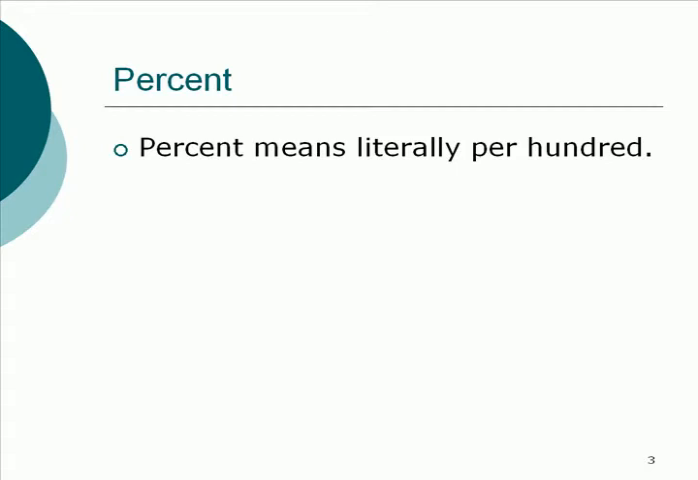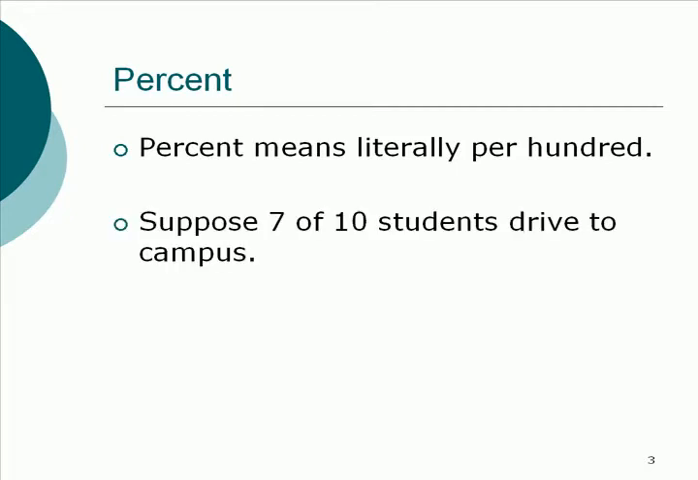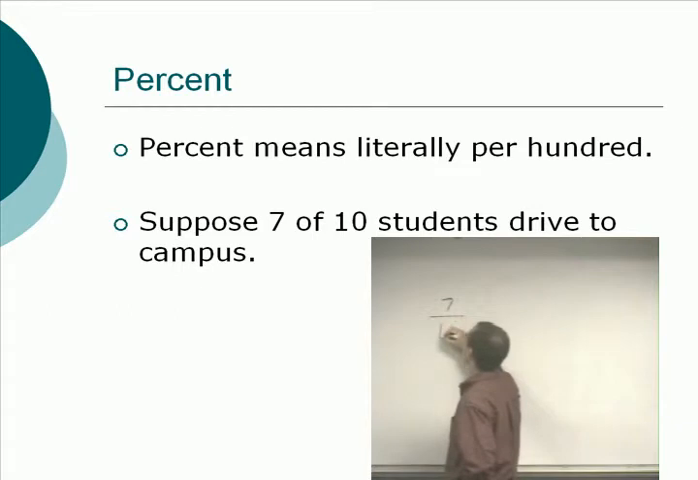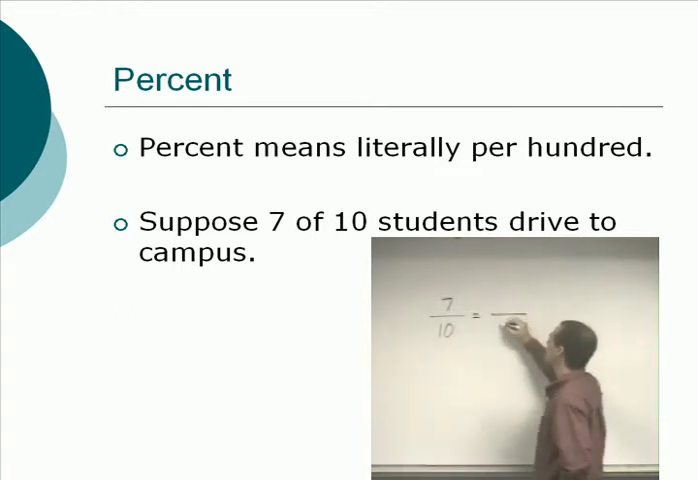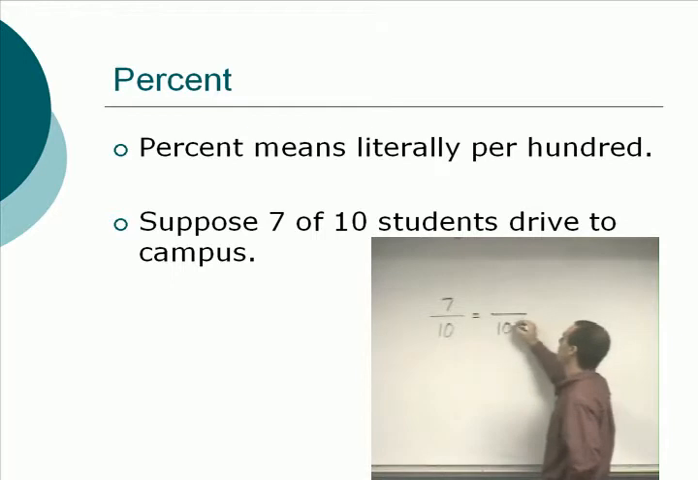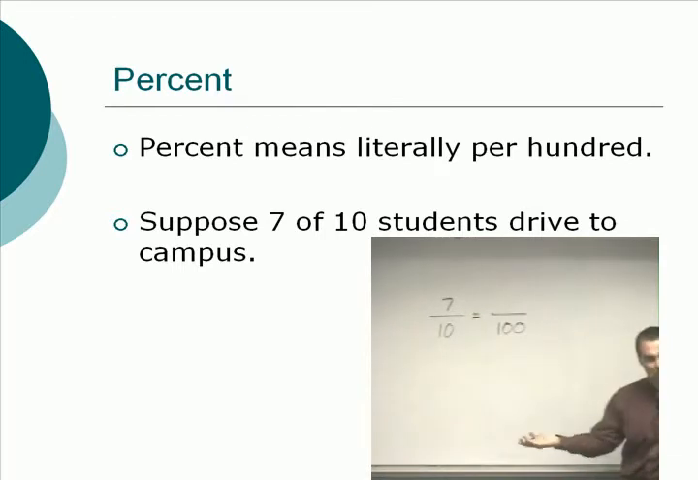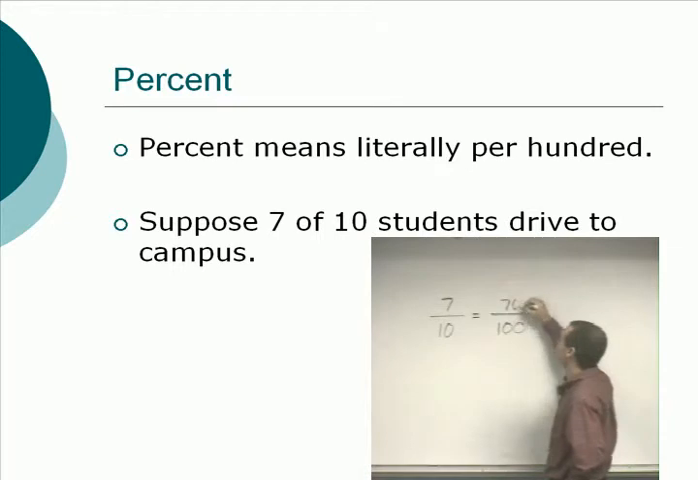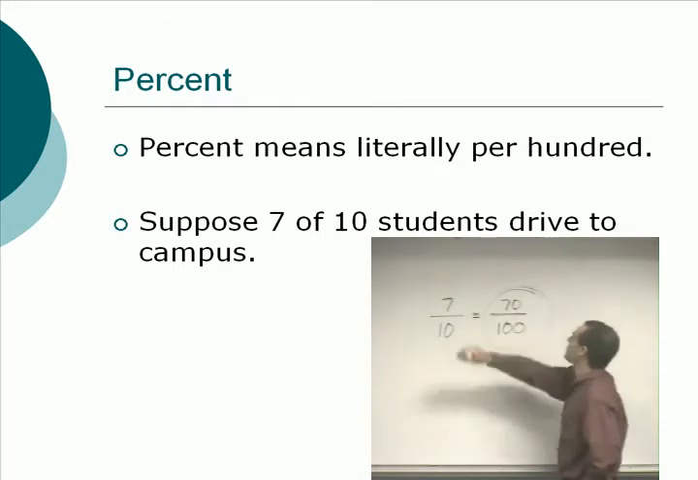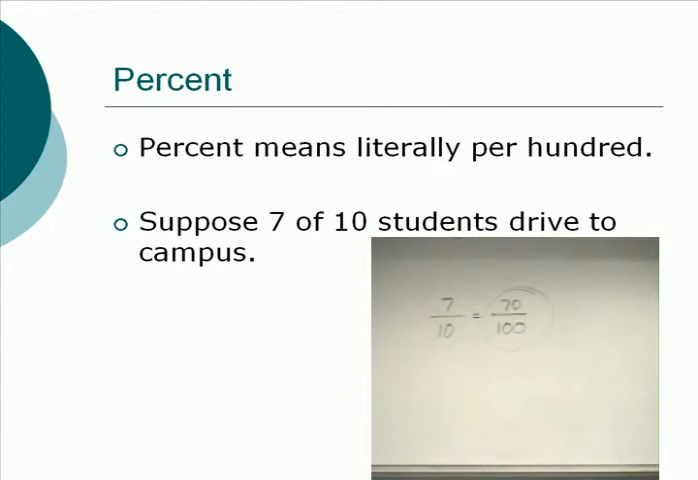So when we say we've got 50% of something, we're saying we've got 50 per hundred. Now, a simple example of this is, let's say you had 7 out of every 10 students here at Western drive to campus. Well, if you've got 7 out of 10, that doesn't tell you what your ratio is out of 100, but you can set up a simpler proportion. If 7 out of every 10 drive to campus, then how many is that out of every 100? 70, of course. And that is the ratio that actually tells us what our percentage is. 70 out of every 100, or in other words, 70%.